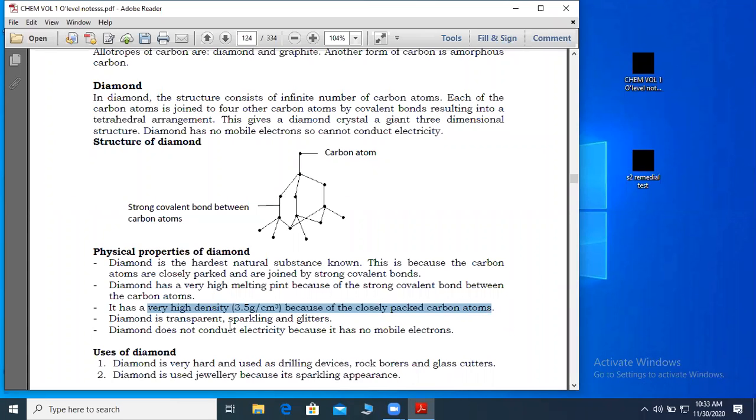Diamond is transparent, sparkling, and glitters. I think you agree with me, girls. Diamond is sparkling. That's why your parents use it for earrings and necklaces, and those necklaces made of diamond are very expensive. Actually, I think pure diamond is not in Uganda. It is very hard to find someone in Uganda putting on real diamond because it is very expensive.